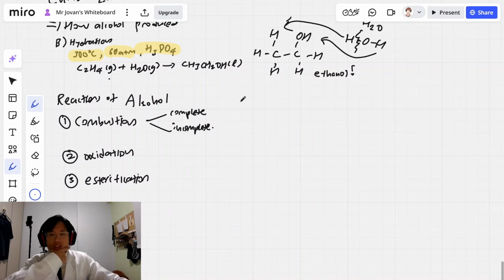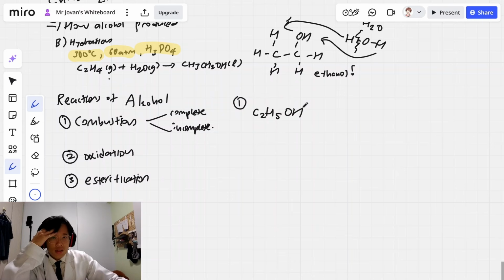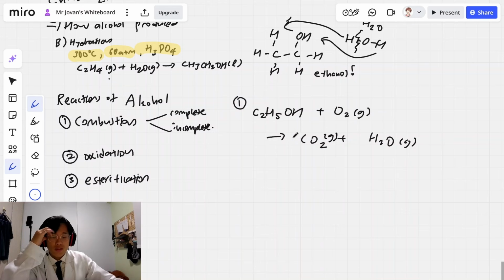So let's go through the reactions. Number one. Let's use ethanol as an example, since we already drew it here. So C2H5OH. Do you remember the products of complete combustion? You better remember: it's CO2 and H2O. Remember the products and you can balance the equation separately. So when we balance it, what do we get? 3, 2, 3.